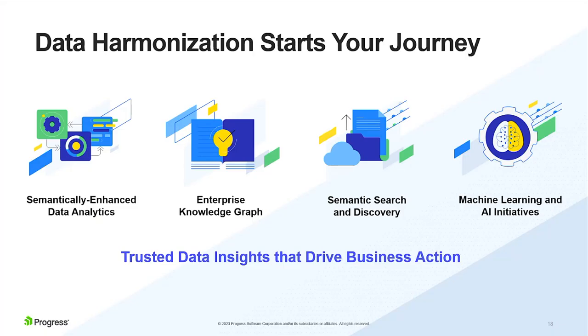So data harmonization can be used for a lot of different use cases as well. Today, we are focused on doing it for data analytics, but really data harmonization applies to a lot of different things. It can also be used to develop enterprise knowledge graphs. It could also be used for semantic search and discovery. Your content management systems, your enterprise search systems, if you're finding it hard to find things in those databases, you can use data harmonization for that as well. And then finally, data harmonization can also be used for your machine learning and AI initiatives as well.